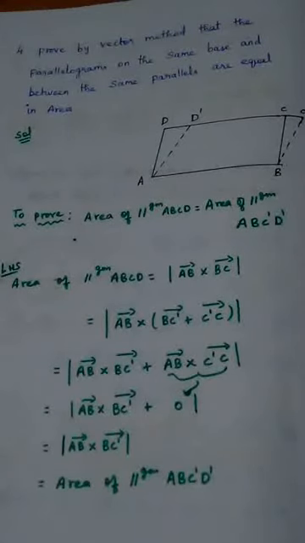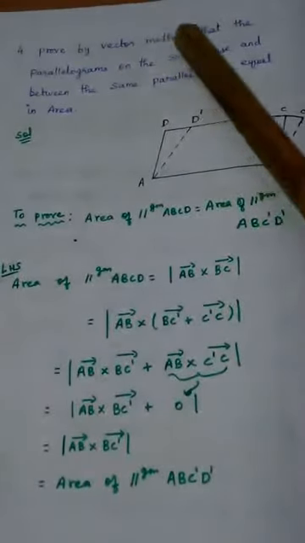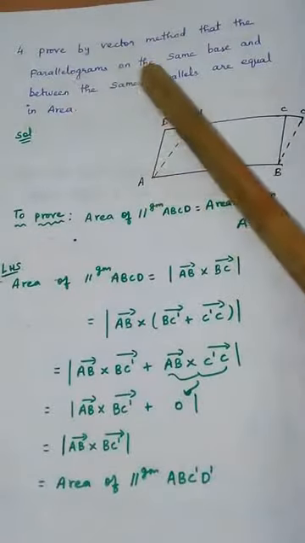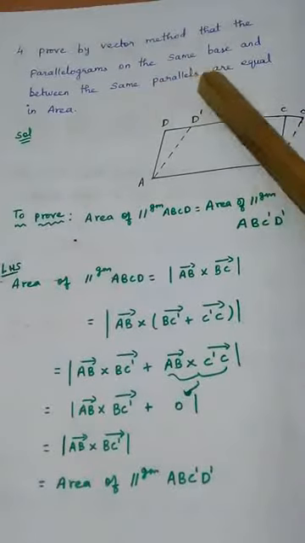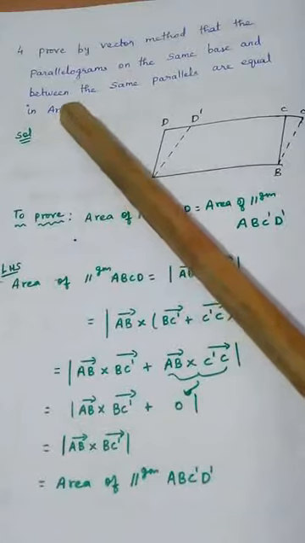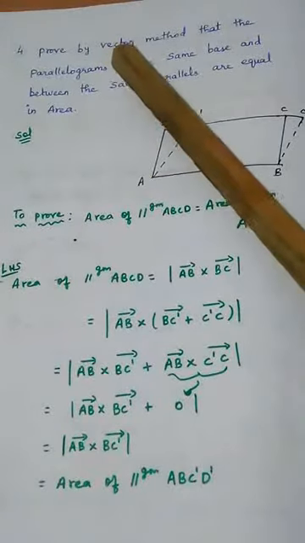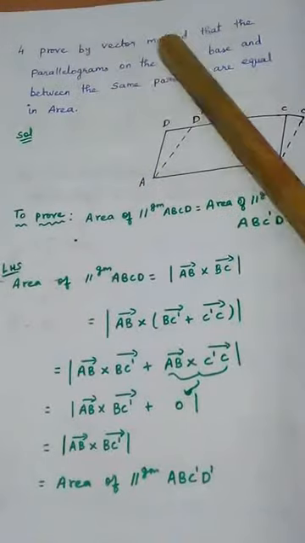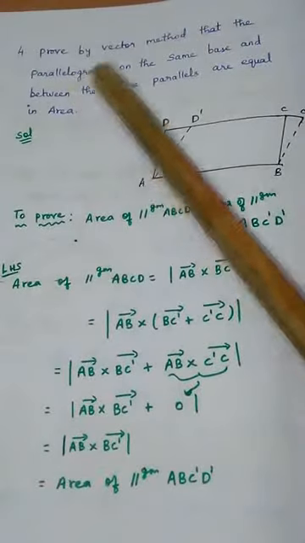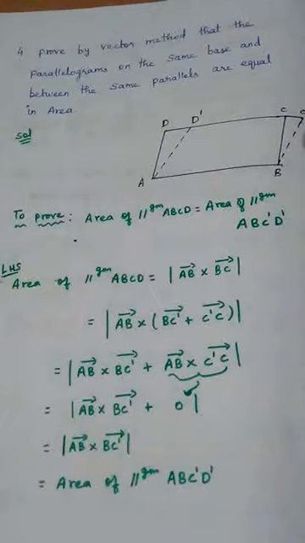Prove by vector method that the parallelograms on the same base and between the same parallels are equal in area. Again, this is a sum we have to prove. See the diagram.